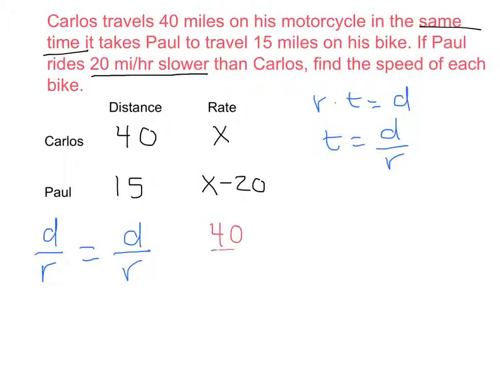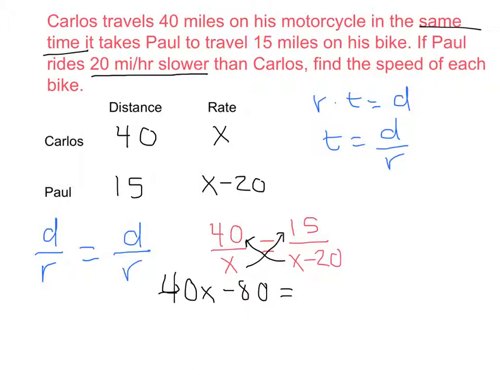40 over x equals 15 over x minus 20. And now we can go ahead and use our rational equation solving skills again. This time we're going to cross multiply. End up with 40x minus 800 equals 15x.